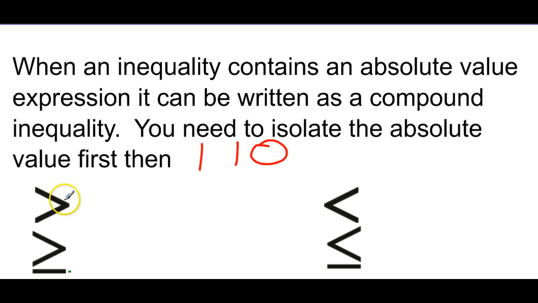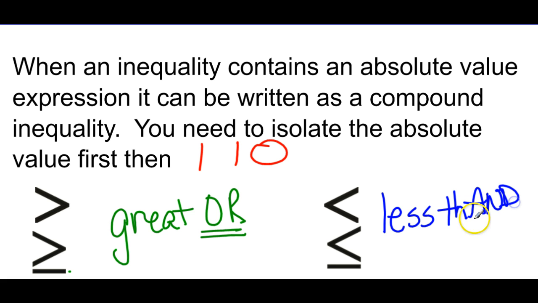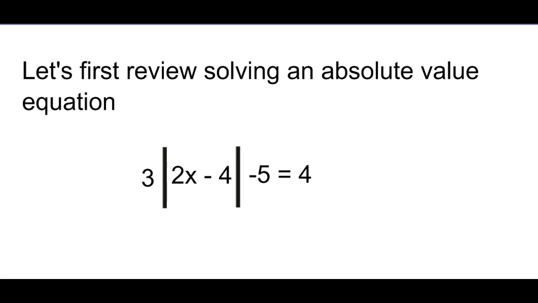right here. If your inequality sign is greater than or equal to, then this is just a little trick, "great-or", it's going to be an "or" compound inequality. Once you've isolated the absolute value, if the sign to the right of it is a less than or equal to, then it is going to be an "and" compound inequality. Okay, let's go back and review really quickly first how you solve an absolute value equation.